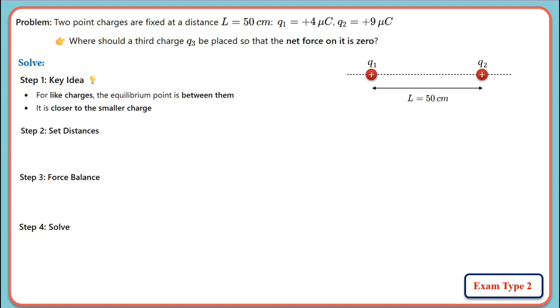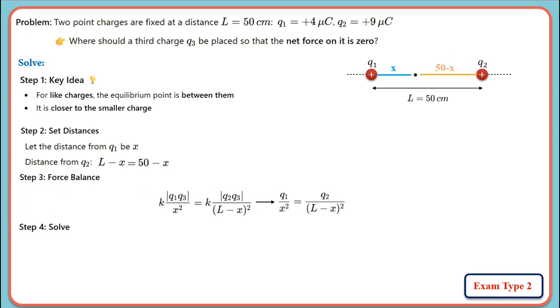Now let's solve step by step. In this problem, both charges are positive, so they are like charges, and the equilibrium point lies between them. Let the distance from Q1 be x. Then the distance from Q2 is 50 minus x. For equilibrium, the forces must be equal. So we equate the magnitudes using Coulomb's law.